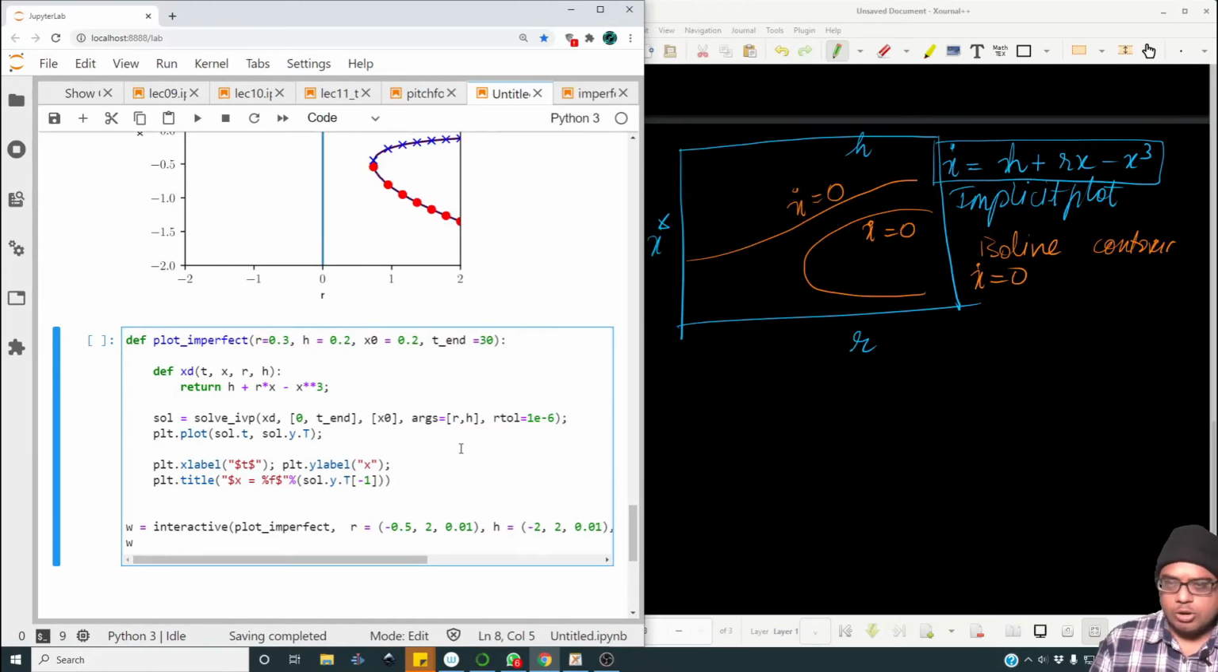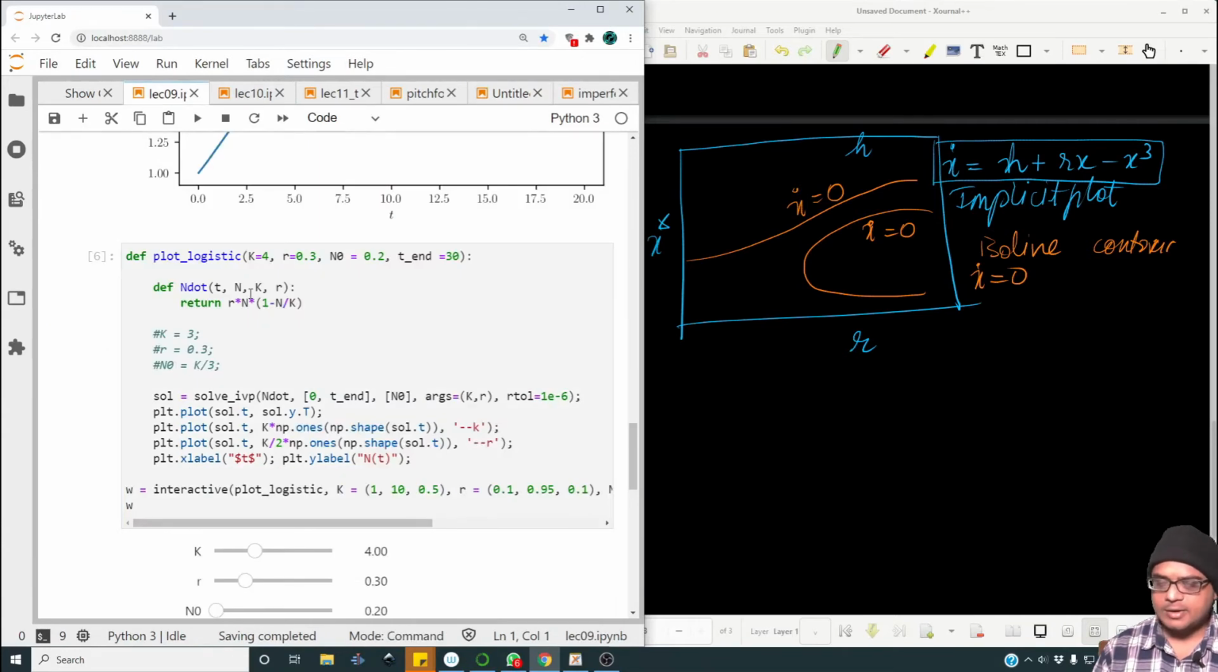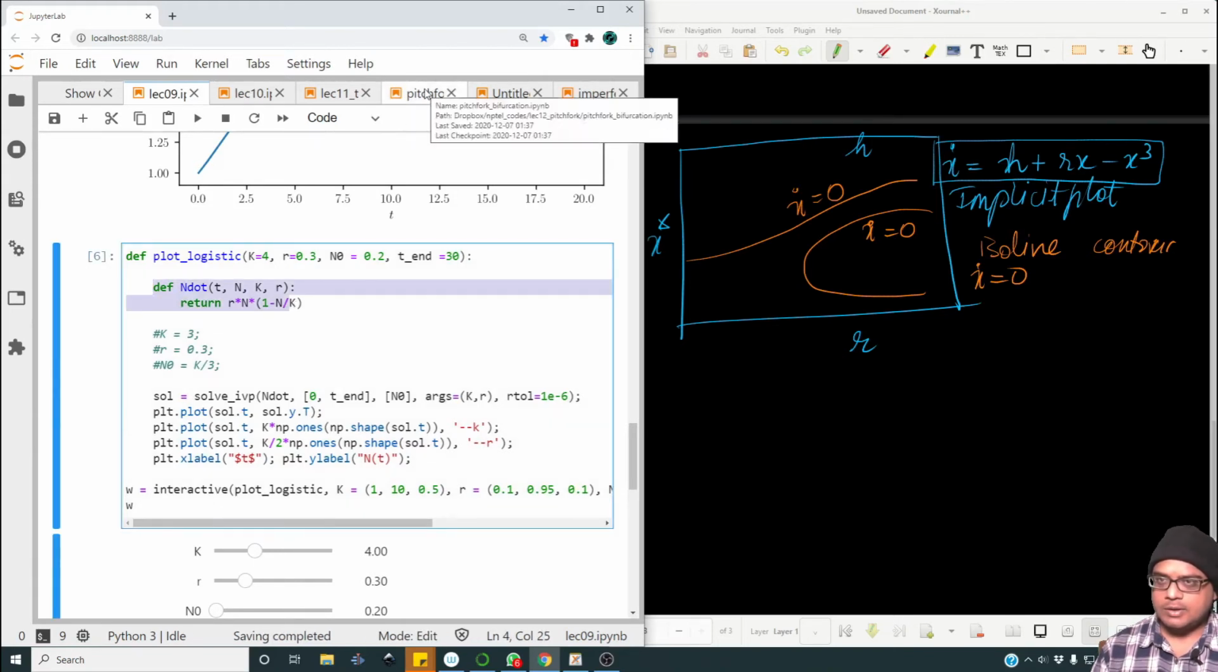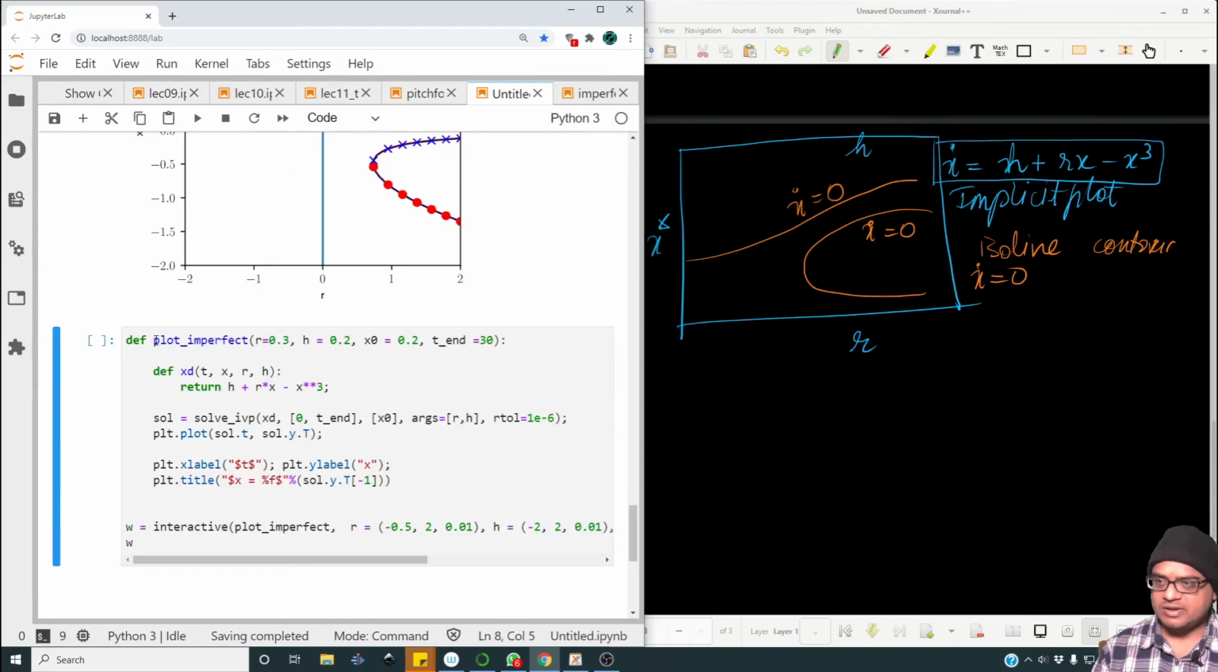I've written up a small snippet. Actually, I have basically copied whatever we had done in lecture 9 for the logistic plot, and I have changed all the functional forms. It appears over here. So basically, it's a function which passes r, h, initial condition, and the end time, and we're solving the initial value problem of this particular form, and we're plotting it for various values of r and h.